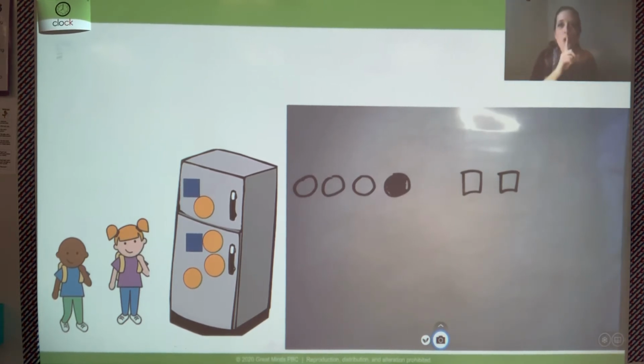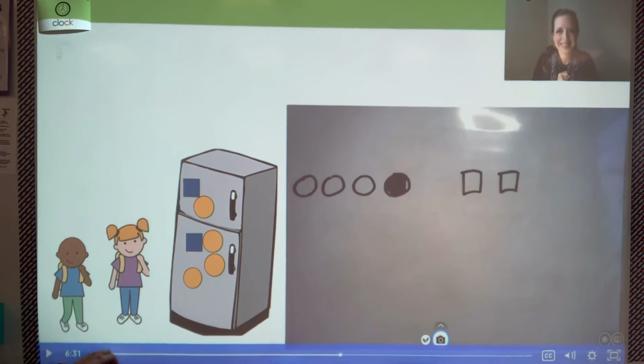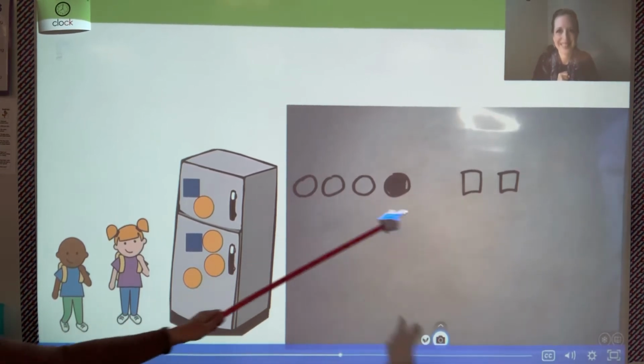I heard you whispering that now we have 4 circles and 2 squares. That's right, we have 4 circles and 2 squares. Write the numbers underneath the pictures. Okay, so she wants you to write the number 4 and the number 2.